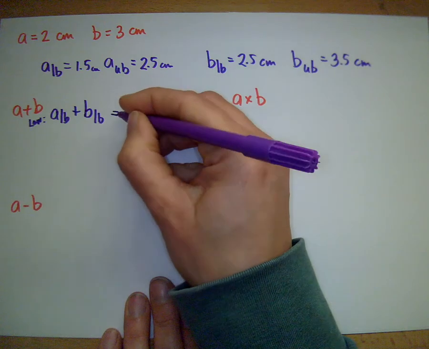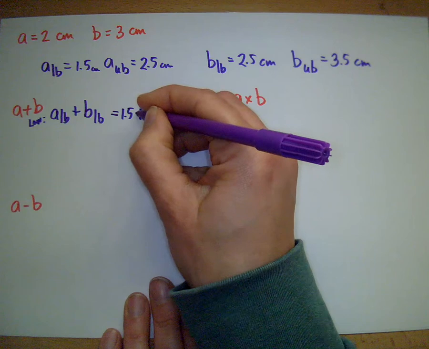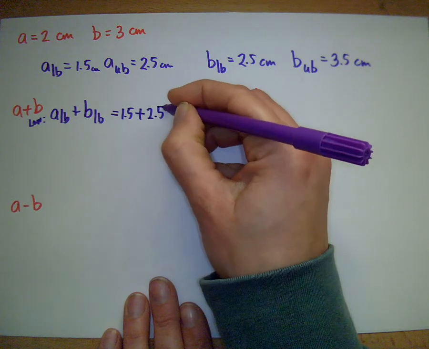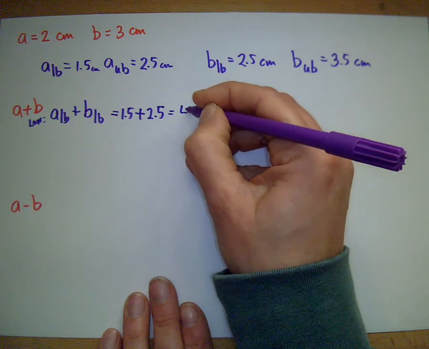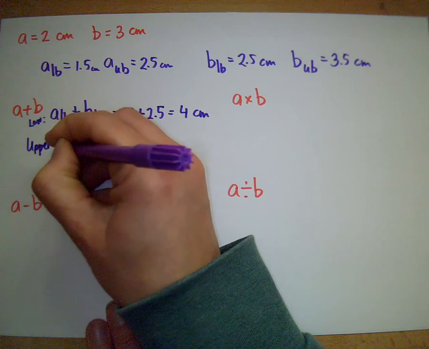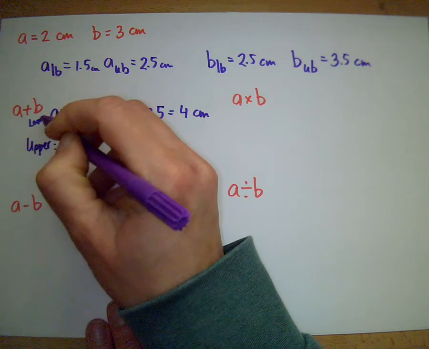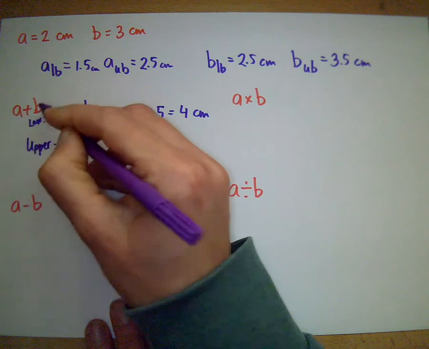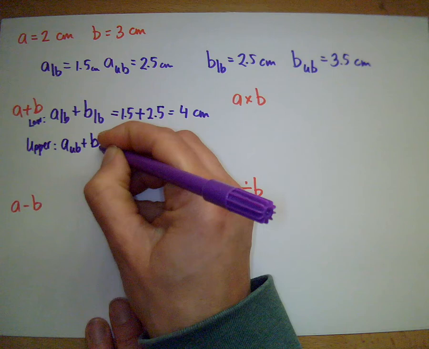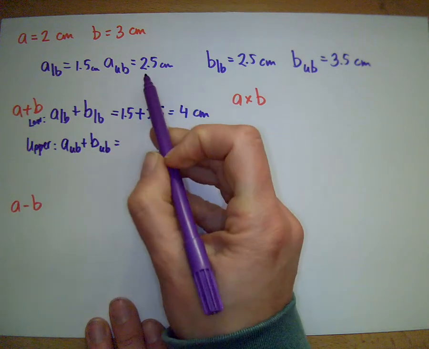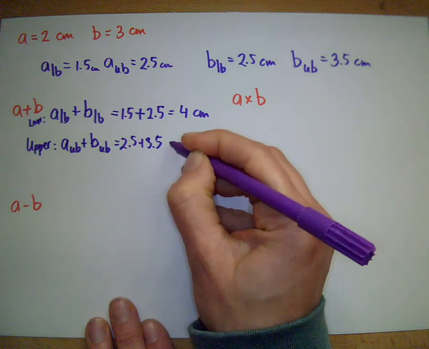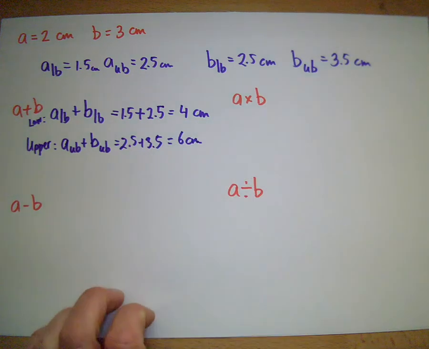A's lower bound is 1.5 plus B's lower bound is 2.5. So that would give us 4 centimeters. Now the upper bound of this calculation, how do we get the highest A plus B? That would be if A was at its highest and B was at its highest. A's upper bound plus B's upper bound. That would be 2.5 plus 3.5, and that is 6 centimeters, right?